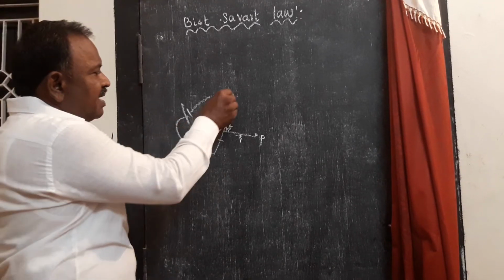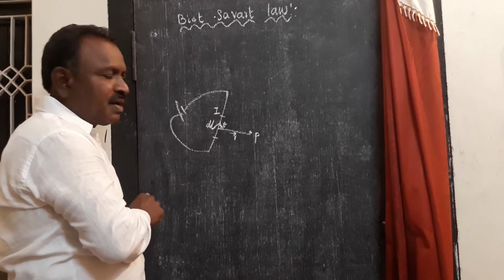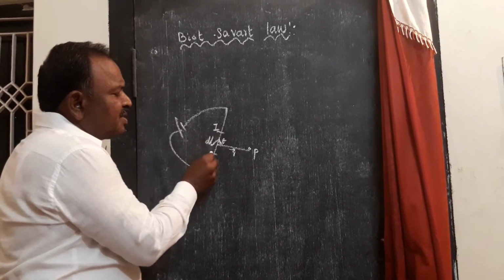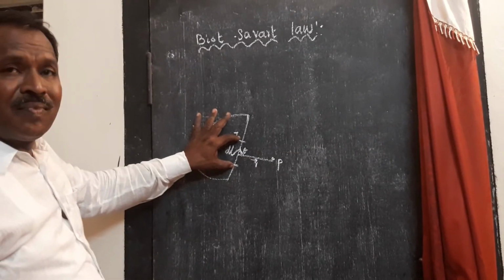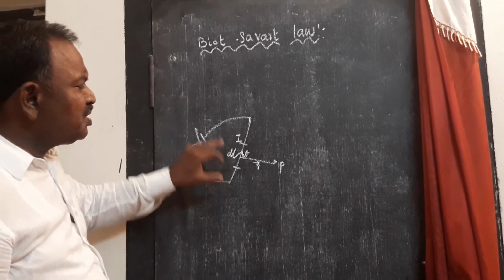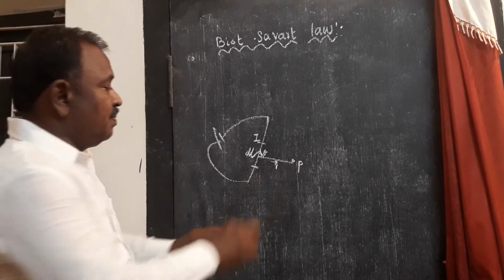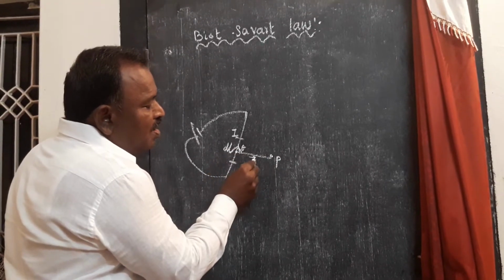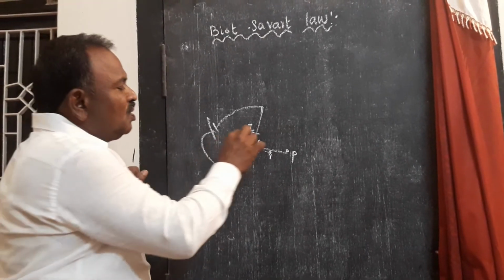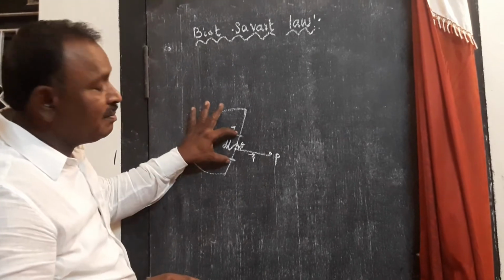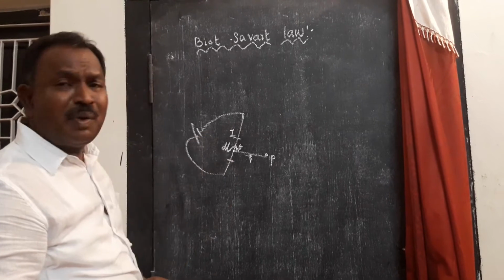So let us consider a current carrying conductor. In this conductor a steady current I flows. We are going to consider a small element of length dl. We are going to measure the magnetic field produced by this element at the point P. This point P is at a distance r from the center of the element. So the element length is dl. In this element current I is flowing in the upward direction.